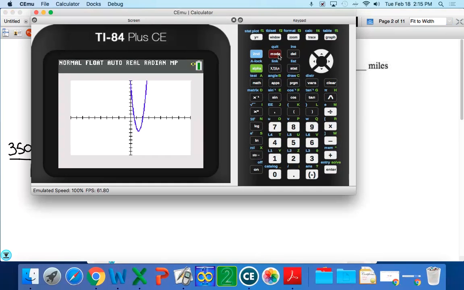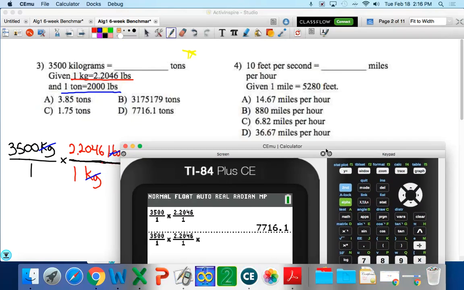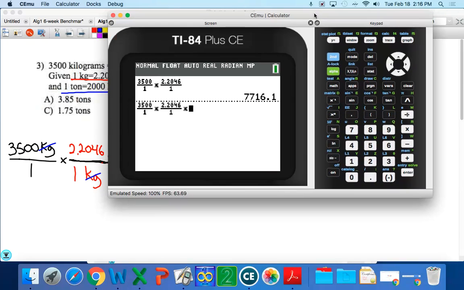So I go into the calculator, clear out whatever's in there, and I'm going to do it just the way it's written up here, as big fractions. Alpha y equals, enter, 3,500 over 1 multiplied by another fraction, 2.2046 over 1. Oops, I'm not supposed to press enter yet. I can go back up there and grab it. It's okay. Times our final fraction of 1 over 2,000.